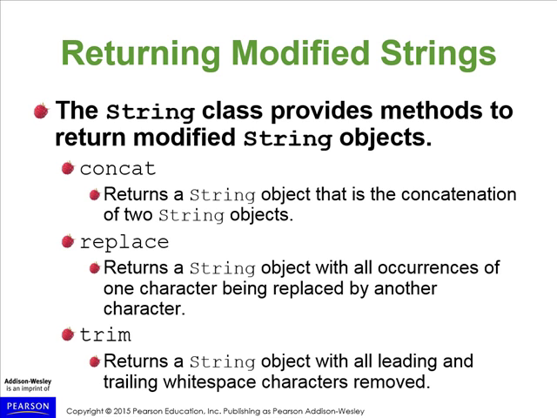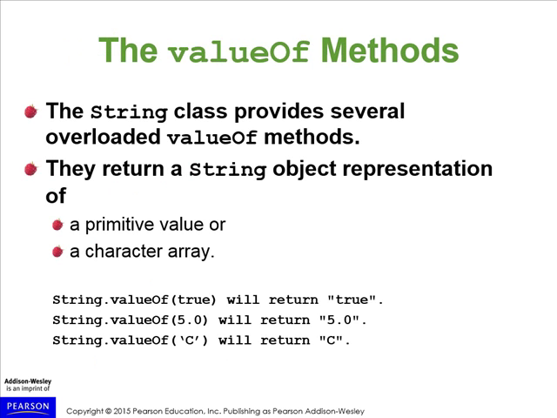Okay. Returns a string object that's a concatenation of two string objects. You don't have to just even use concat, because we've been using the plus sign this semester when we want to concatenate stuff together. You can do replace, you can do trim, just the same way that we talked about in the last class. This is kind of important right here.